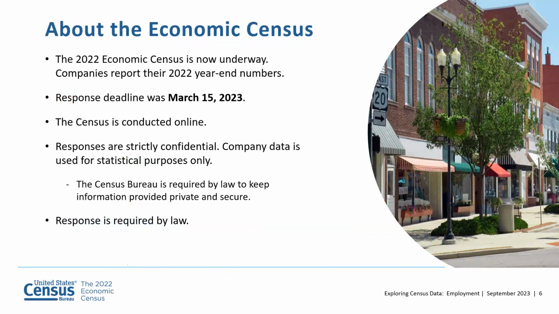Now, about the economic census. It is an online mandatory survey that is conducted every 5 years, and it is our most comprehensive source for business data. It covers 19 economic sectors that encompass 950 North American Industry Classification System industries, spanning over 21,000 geographic areas.